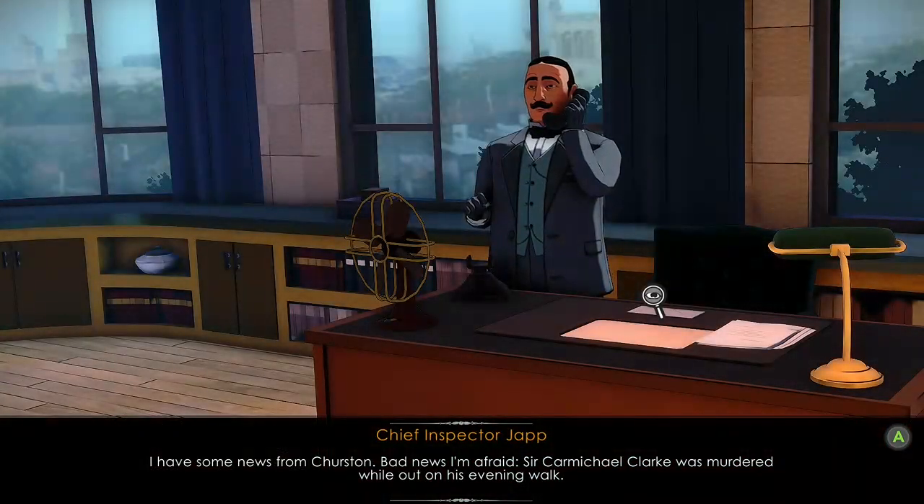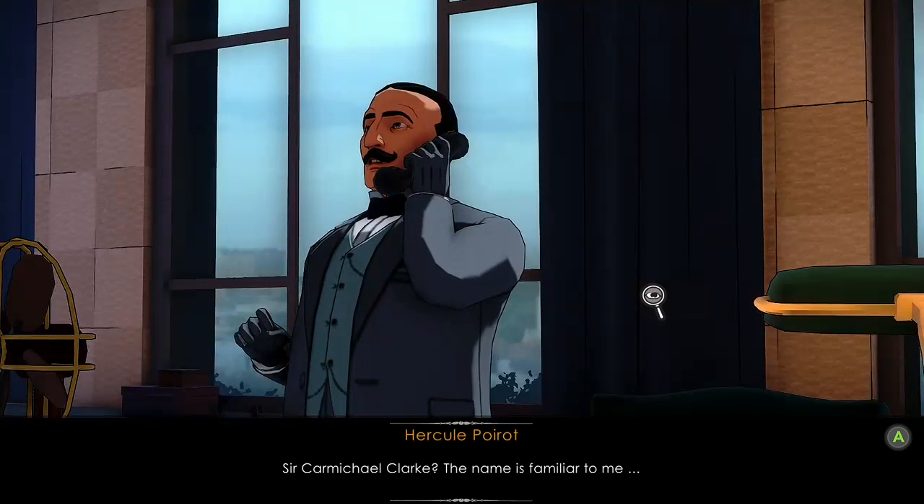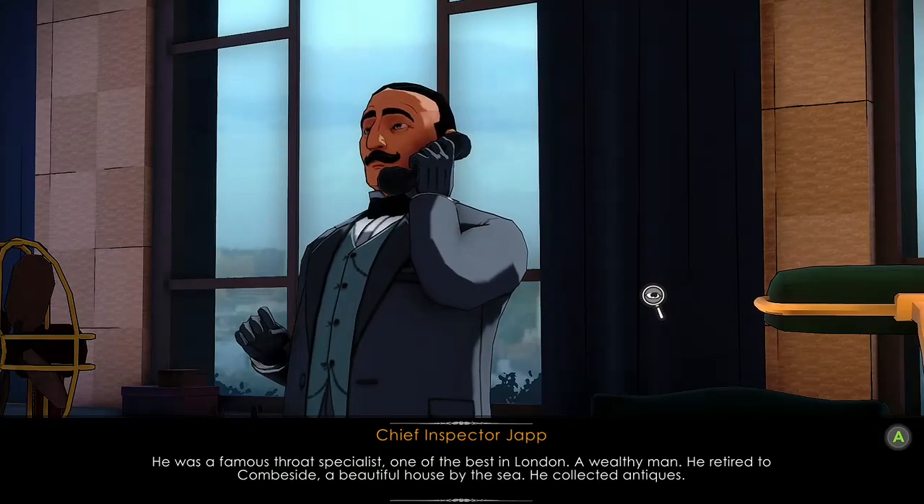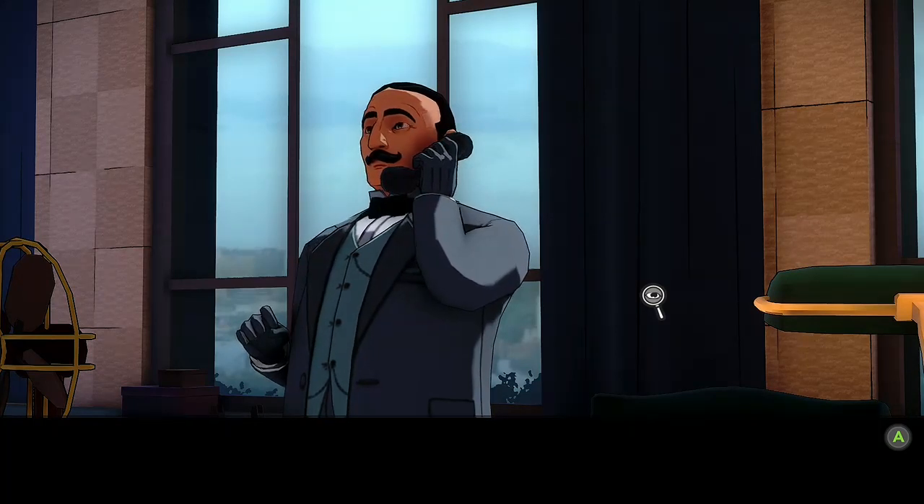I have some news from Churston. Bad news, I'm afraid. Sir Carmichael Clark was murdered while out on his evening walk. The name is familiar to me. He was a famous throat specialist, one of the best in London. A wealthy man, he retired to Combside, a beautiful house by the sea. He had collected antiques.